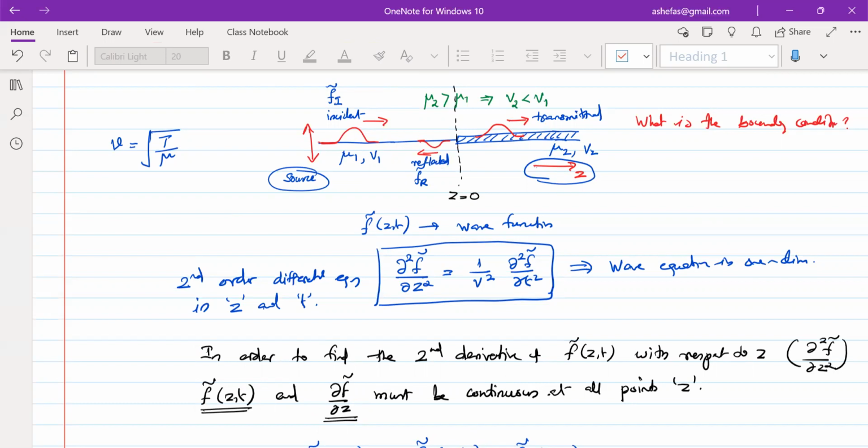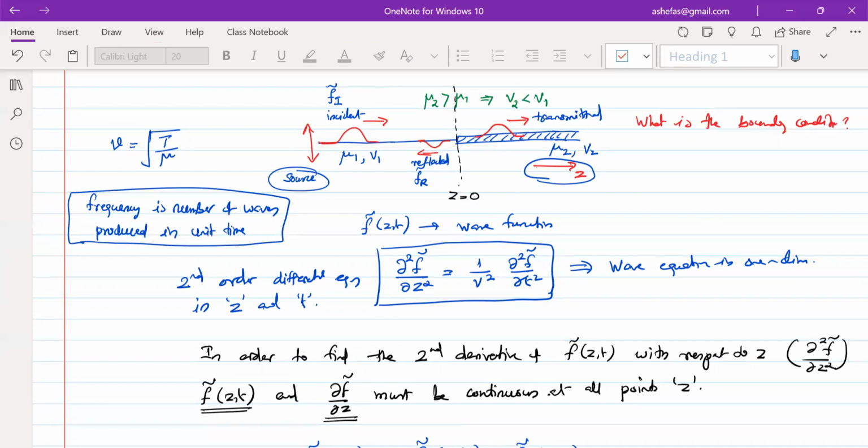So remember, the frequency is the number of waves produced in unit time. So this frequency is connected with the source. There is no role for the medium, there is no role for the string to decide the frequency. So the frequency is entirely decided by the source.